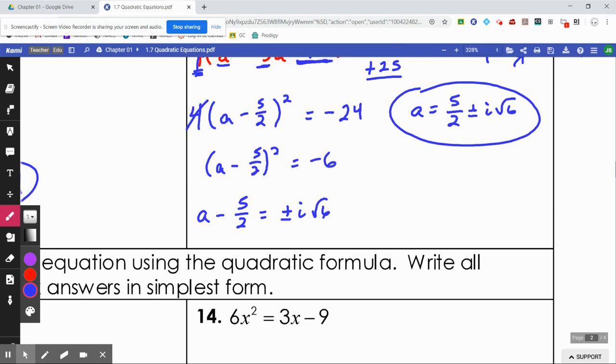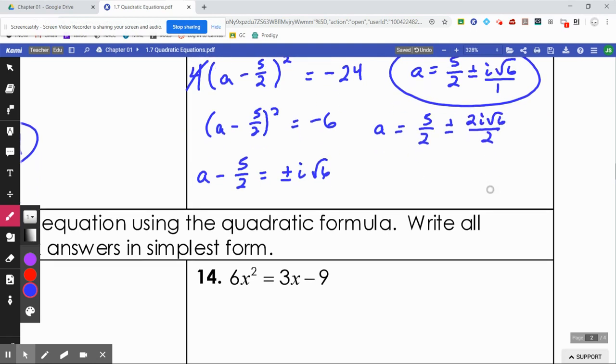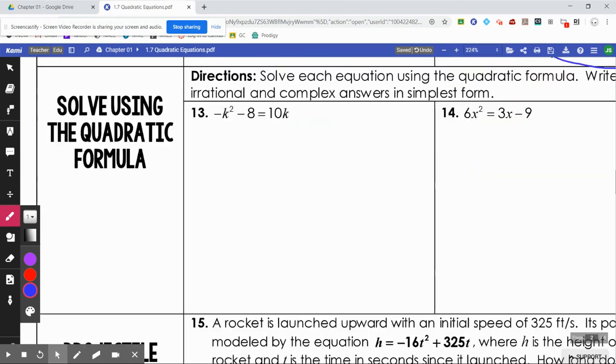You can find a common denominator. You can multiply top and bottom here by 2, and that'd be a equals 5 halves plus and minus 2i root 6 over 2. And that would equal, we have our common denominator of 2 now, that'd be 5 plus and minus 2i root 6 all over 2. So either one of those answers will be fine.